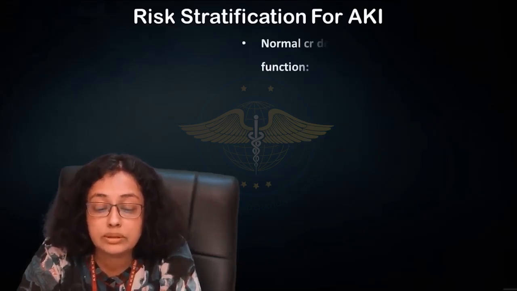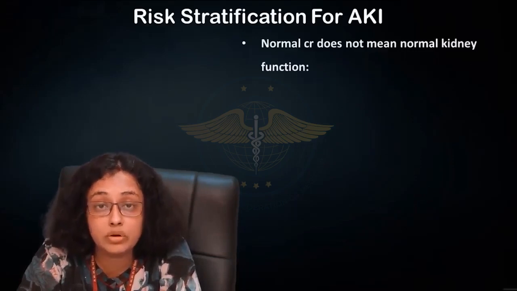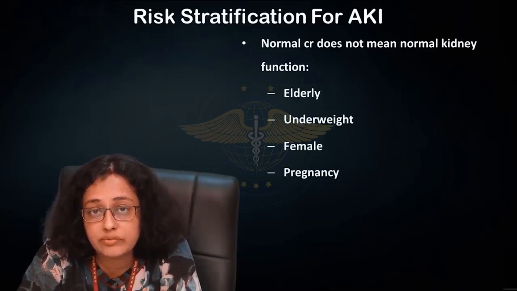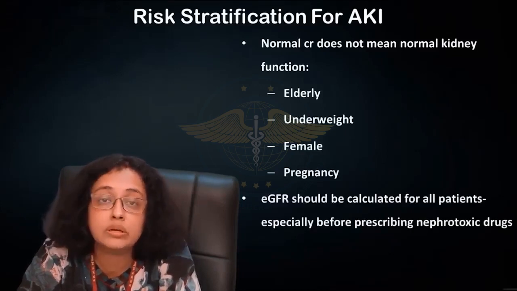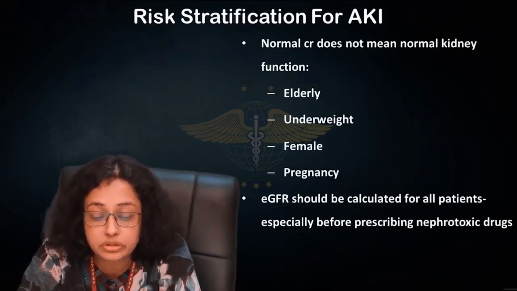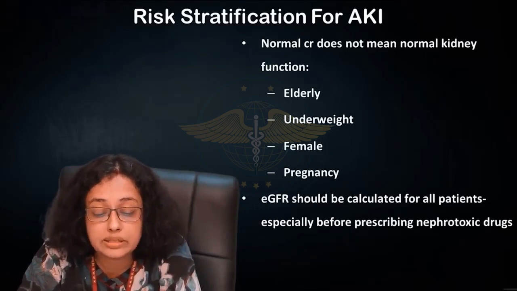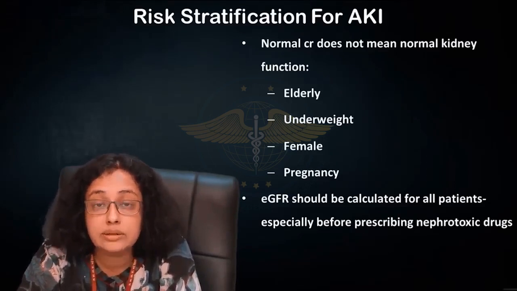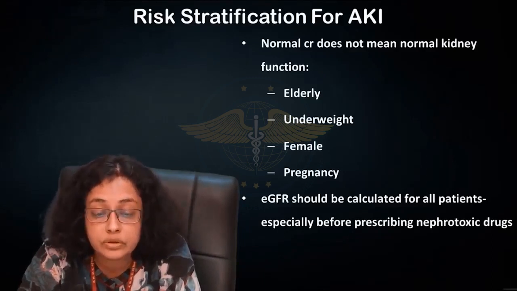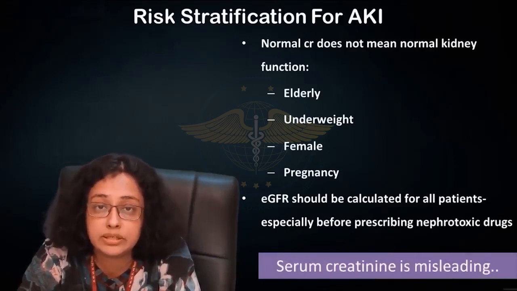We should remember that normal creatinine does not mean normal kidney function. The creatinine may be falsely low in many cases, like underweight, females, pregnancy. Also, the GFR or the renal function is age dependent. The normal creatinine may actually suggest impaired GFR in a very elderly patient. So always an estimated GFR should be calculated, and this should especially be done before you give nephrotoxic drugs. So take home message: serum creatinine is misleading for early diagnosis of AKI.